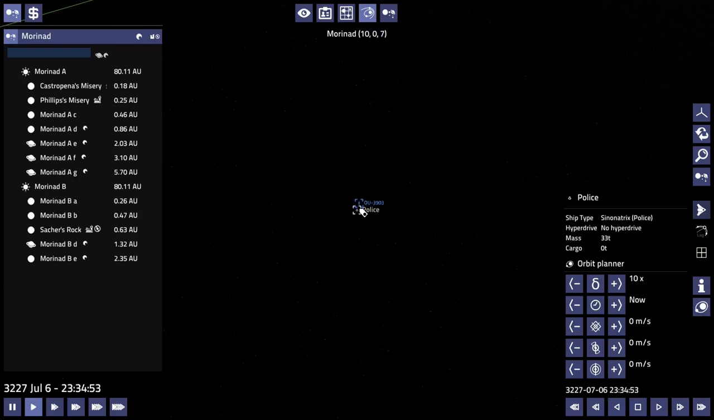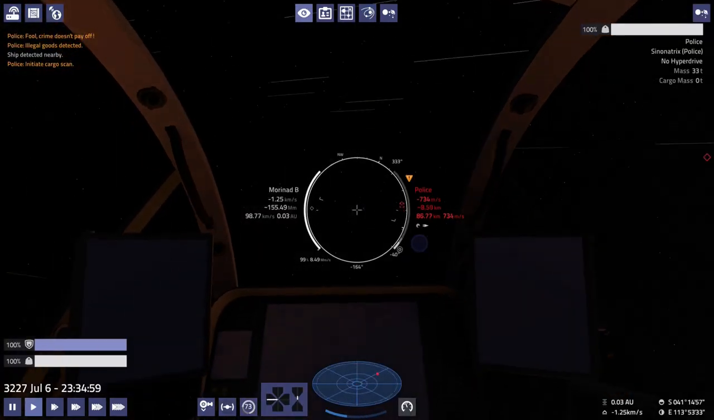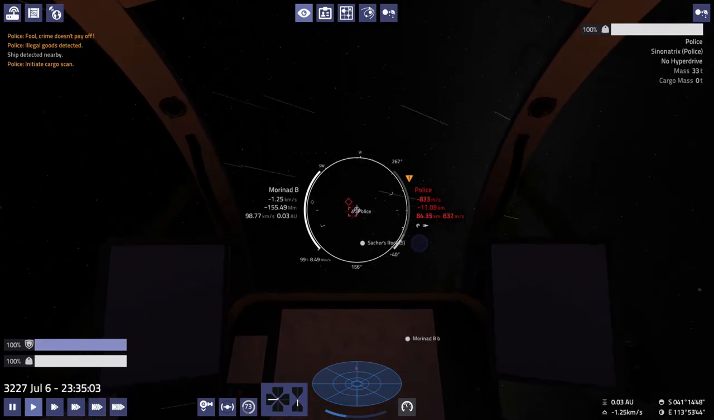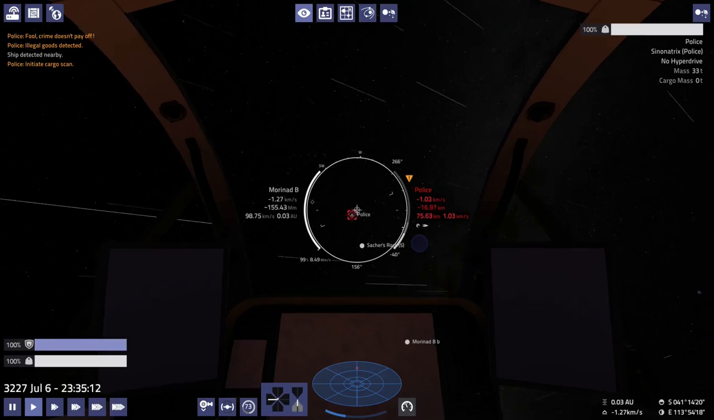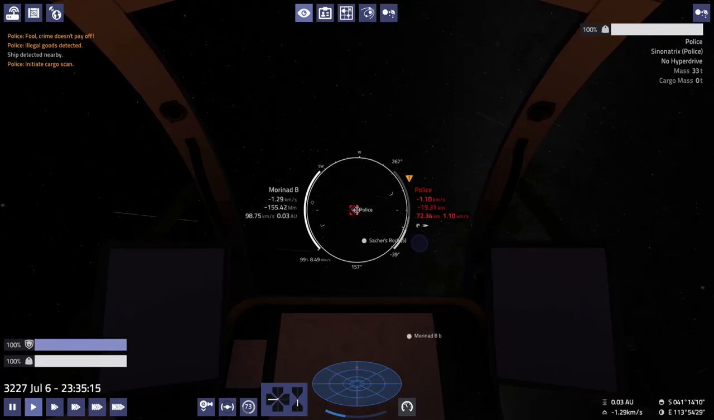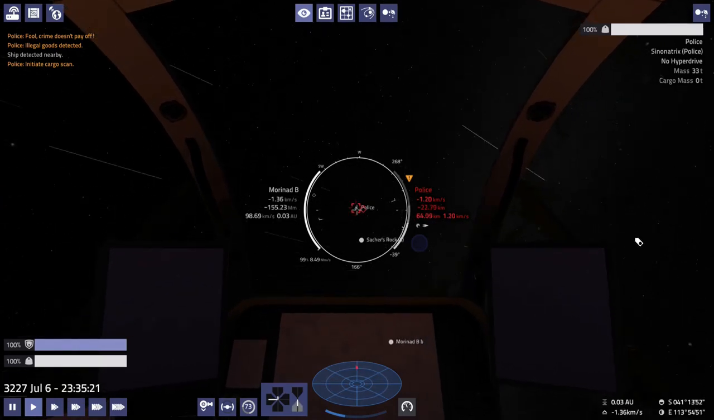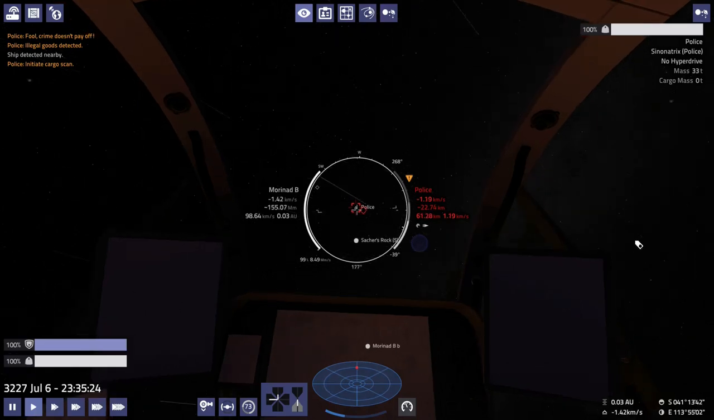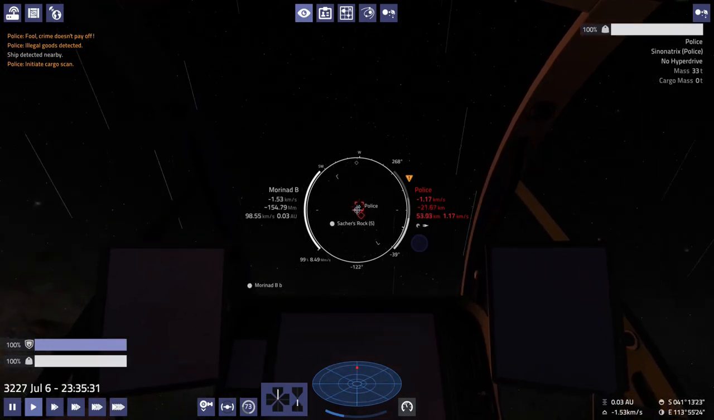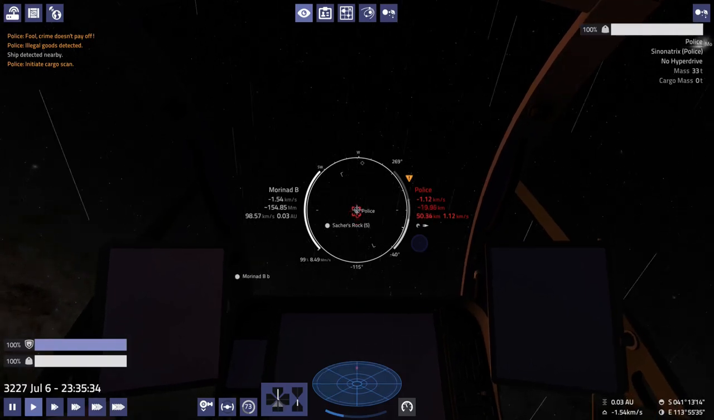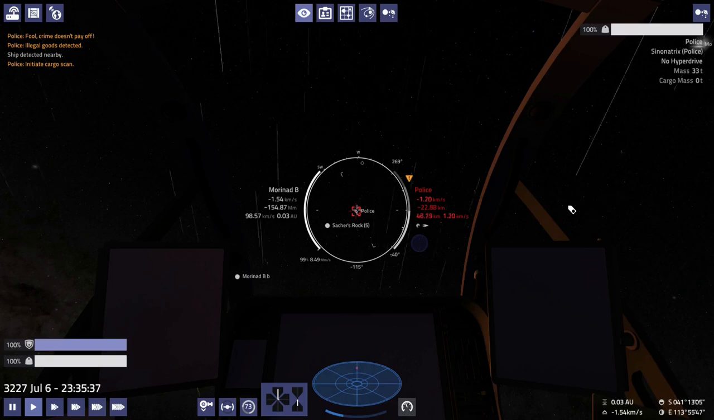Okay, let's see. I think we're gonna have to shoot him. Fool, crime doesn't pay. Illegal goods detected. I forgot about the cops. You know, I don't entirely know what to do in this situation. So let's blow the cops up. This could come back and bite us in the end, but I don't know.